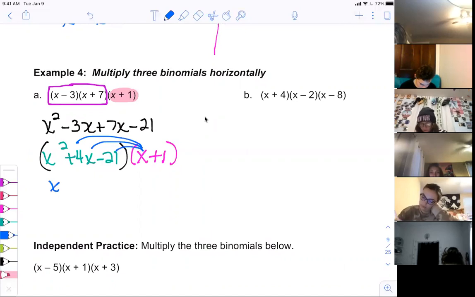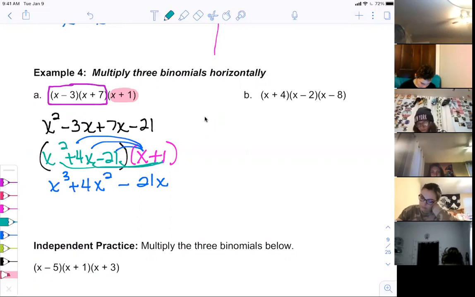So if I multiply from the back forward, I get x cubed, 4x squared, and then minus 21x, because I'm just multiplying everything by x. So my powers should change, but not the numbers. And then I have to multiply everything with a 1. Well, multiplying by a 1 remains the same. So I have an x squared, a 4x, and then a minus 21.